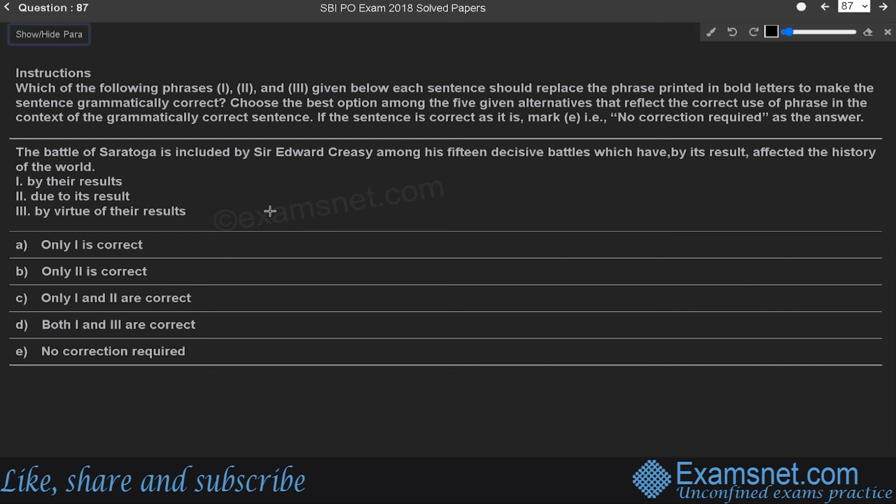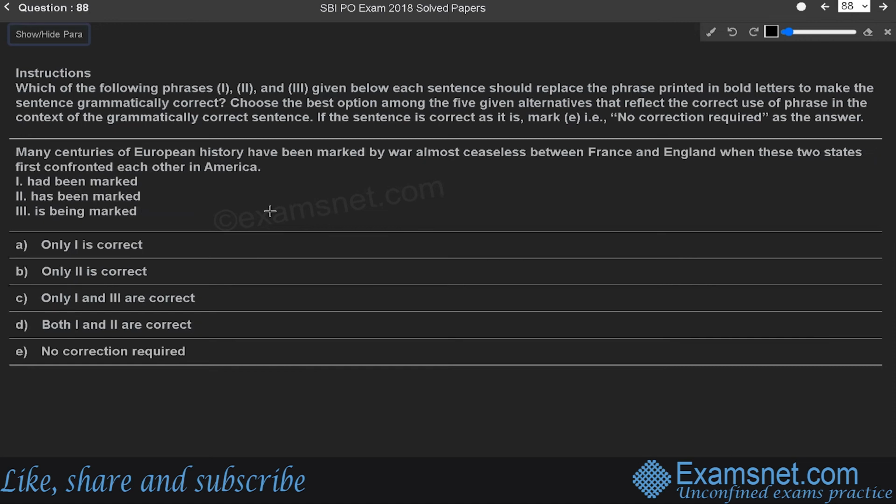Both first and third phrase convey the same meaning. Hence, both can replace the phrase given in bold without distorting the desired meaning. Therefore, we can say that the correct option will be option number D, which says both first and third are correct. Next question also has the same directions.